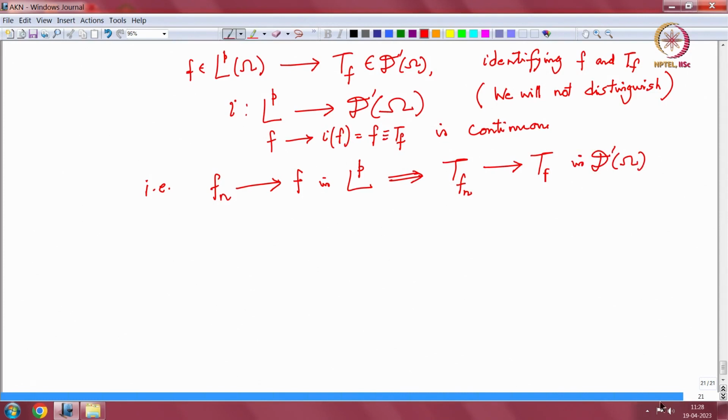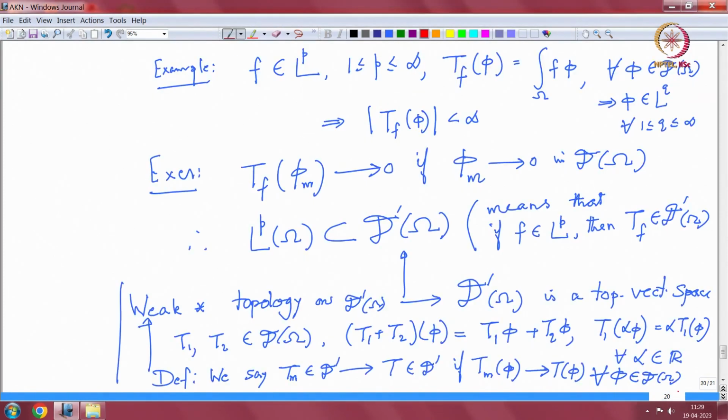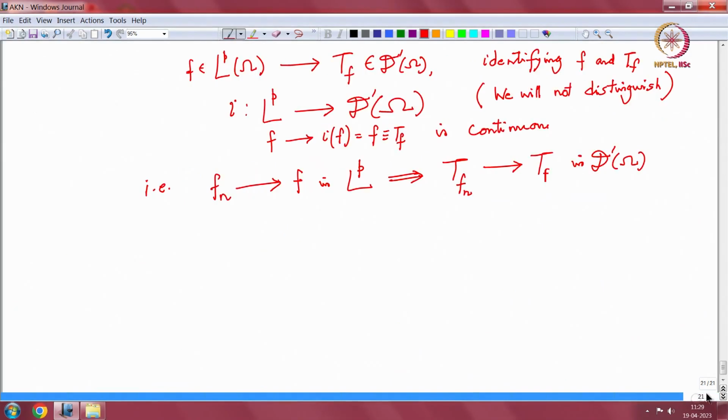So, in this case we say that T_m converges to T in D prime. In D prime means in distribution, equivalently. So, whenever this convergence happens in D prime, we say that the convergence is in distribution, which we are going to see in the whole course, and even in the next course we will see this aspect.